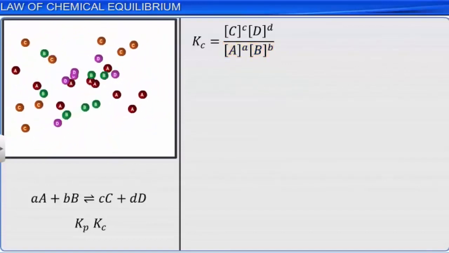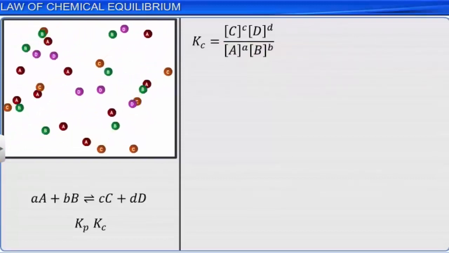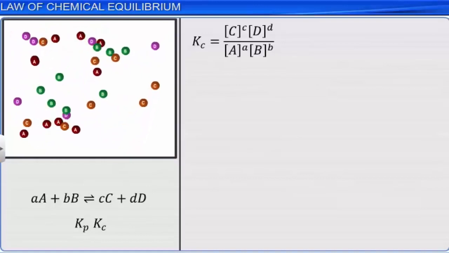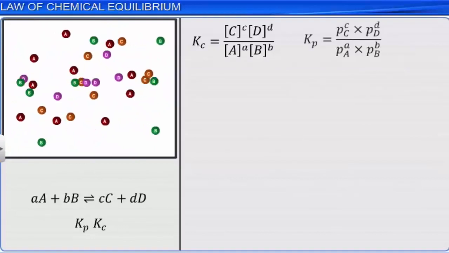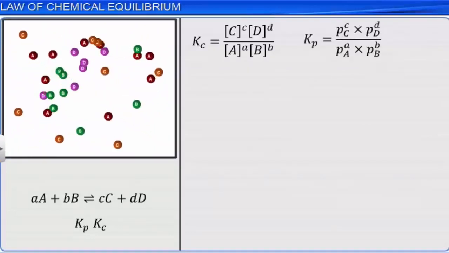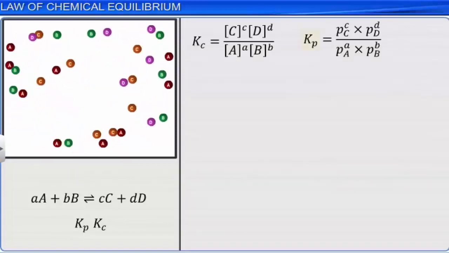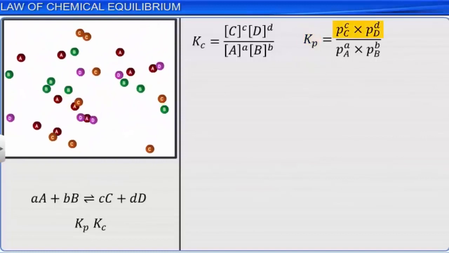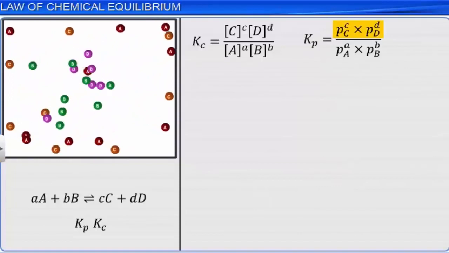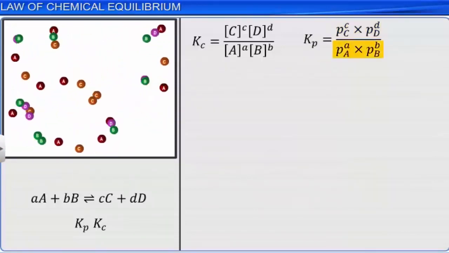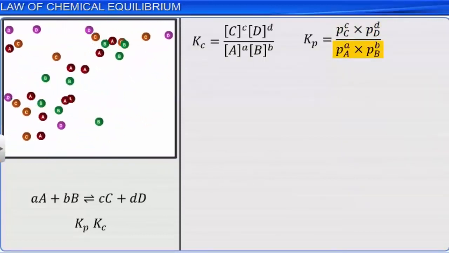Now, if the reactants and products are gaseous, partial pressure may be used instead of concentrations. Then, the equilibrium constant in terms of partial pressure can be written as Kp is equal to the product of partial pressures of the products, C raised to the power of c and D raised to the power of d respectively, divided by the product of the partial pressures of reactants, A raised to the power of a and B raised to the power of b respectively.